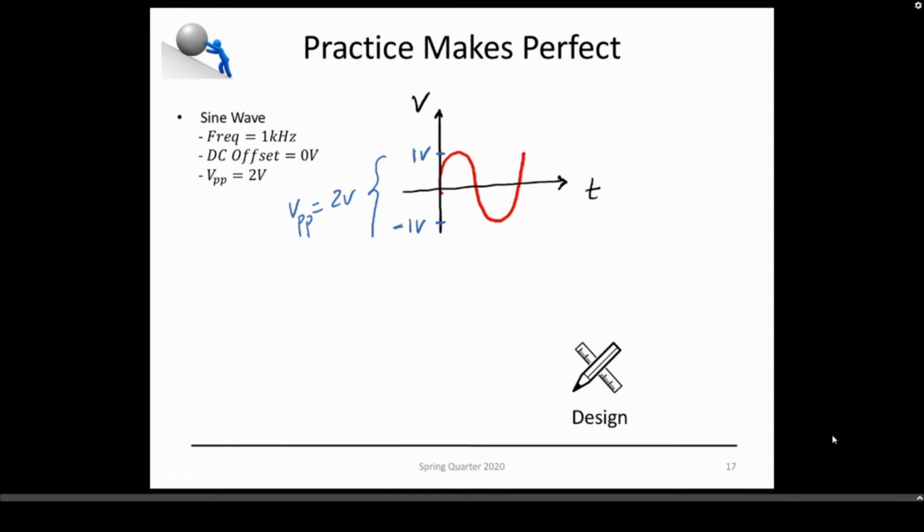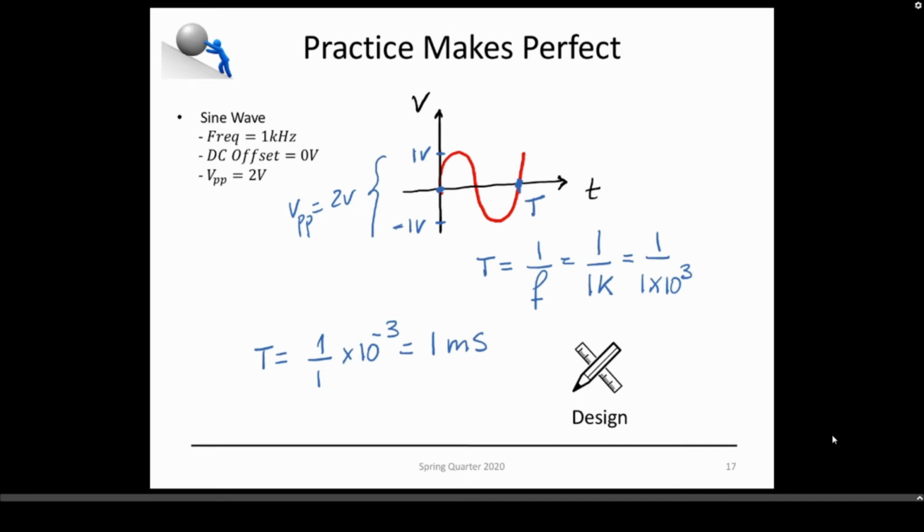And lastly, your frequency or your period. So I go from this point until it repeats, which is this. I need to find this T, and I know T is equal to 1 over my frequency, so 1 over 1k. I know that 1k is times 10 to the third. All right, so I can pass that power of the third to the minus 3, and I get 1 millisecond, and that's my period.